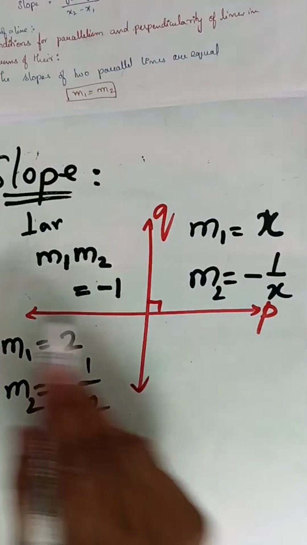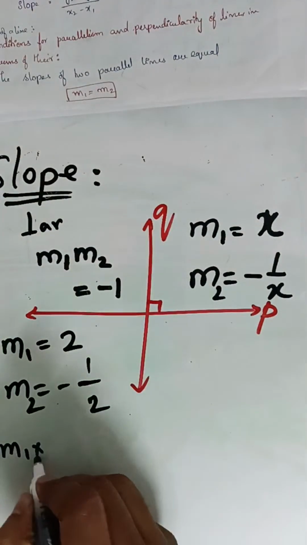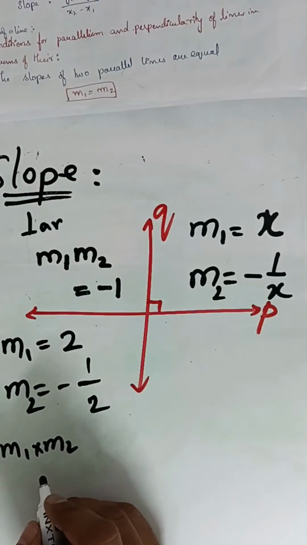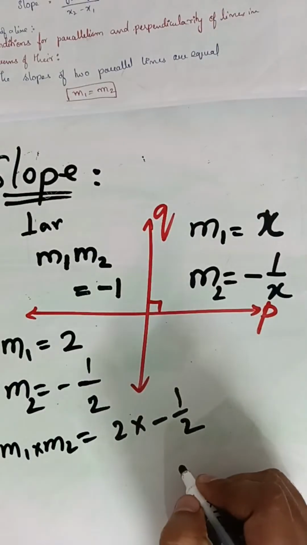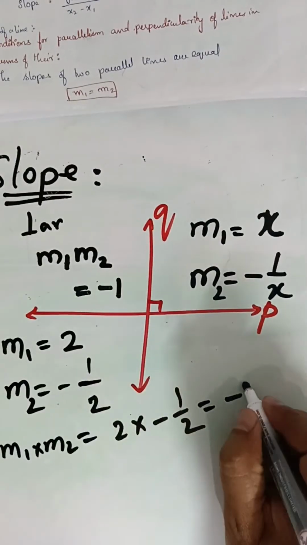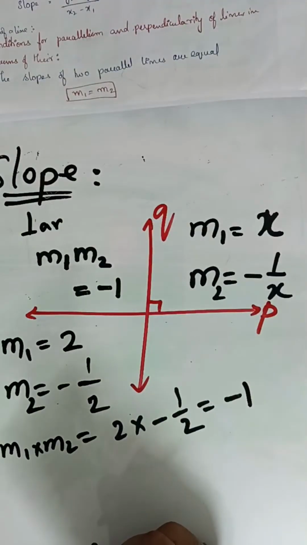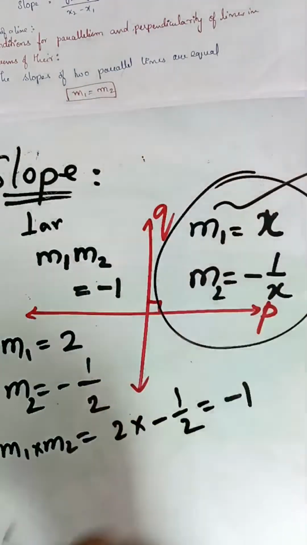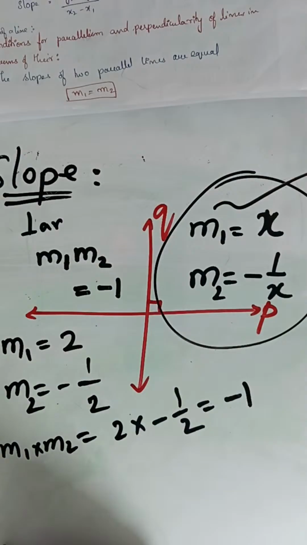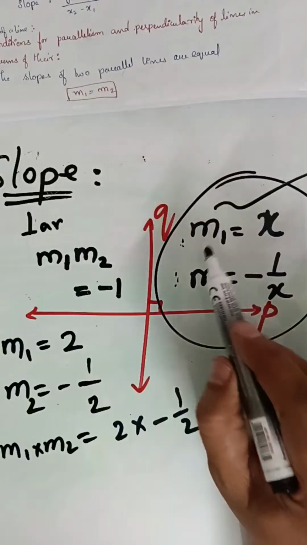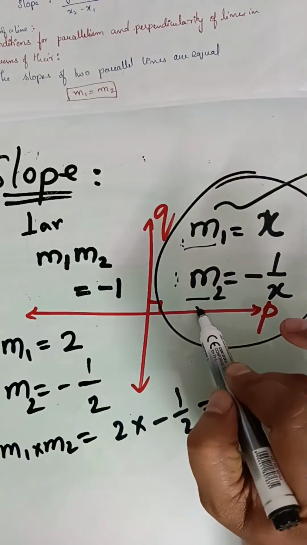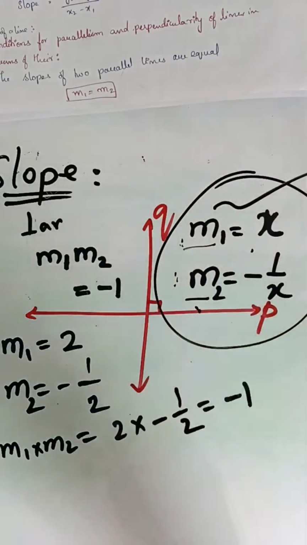If you want to check, multiply it. m1 multiplied by m2, what do you get? 2 multiplied by negative 1 over 2 is negative 1. So this point is satisfied. Whenever two lines are perpendicular, their slopes should be negative reciprocals of each other.